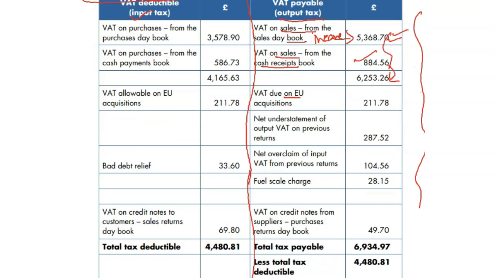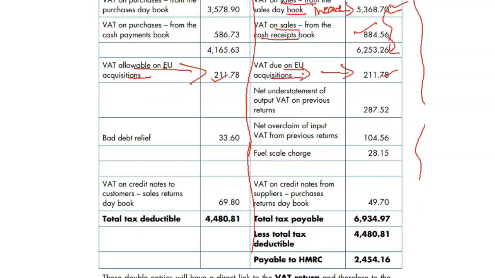VAT due on EU acquisition. Now there is a rule that if you buy anything from European acquisition, it should be treated once as input and once as output. That's why on the debit side it is an input. VAT liable on EU acquisition 211.78. That's how we make it VAT neutral. You already know it, EU acquisition.